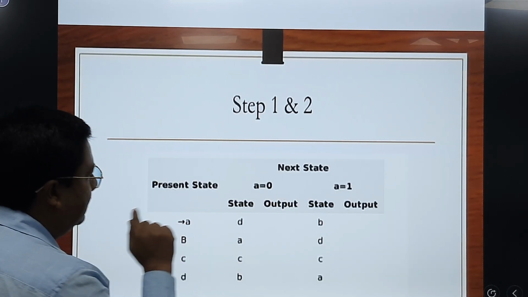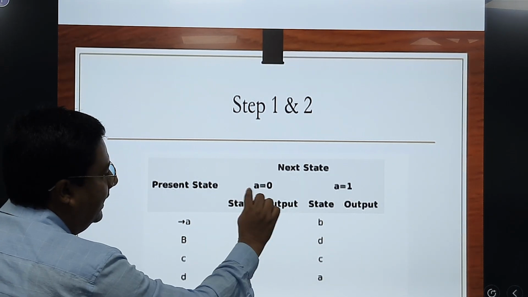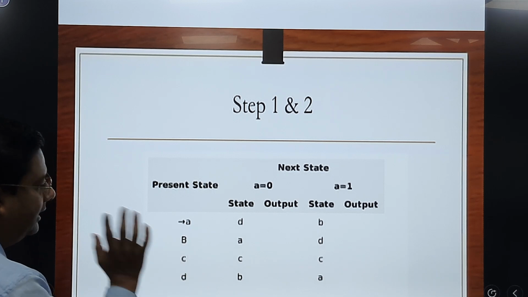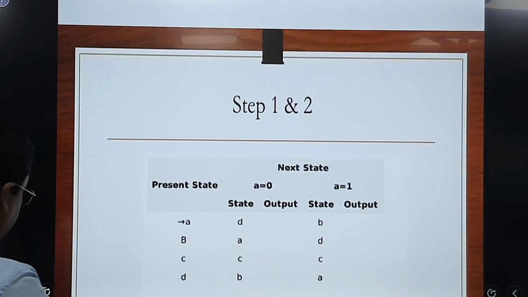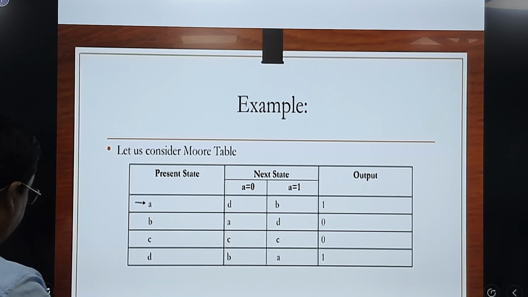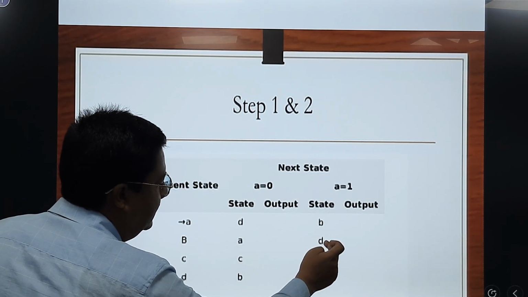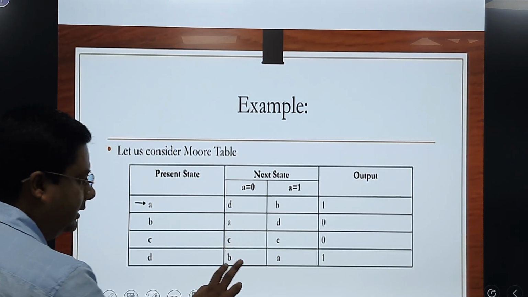So we have made the Mealy machine table with present state, next state for input 0, and next state for input 1. The present states are written A, B, C, D. Now the next states for input 0 are written D, A, C, B. Next, for input 1, we have written again B, D, C, A, same as this one. B, D, C, A, isn't it?